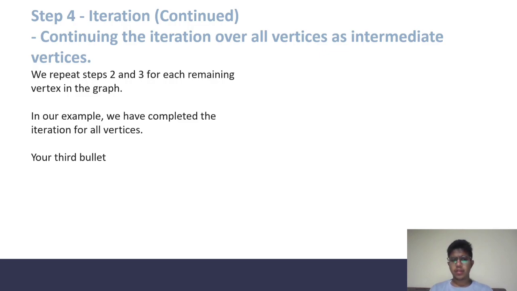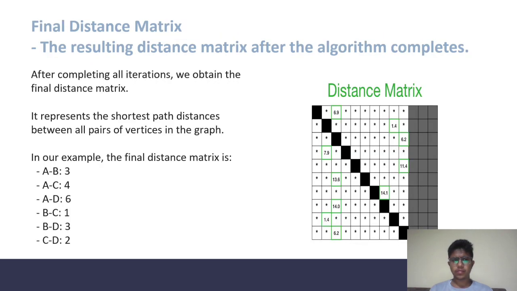In our example, we have completed the iterations for all vertices. After completing all iterations, we obtain the final distance matrix. It represents the shortest path distances between all pairs of vertices in the graph.